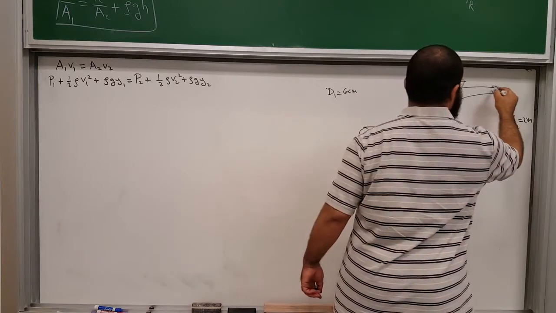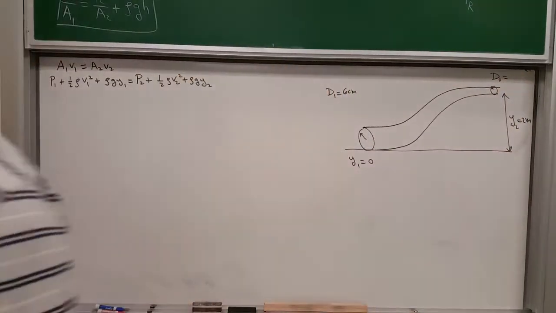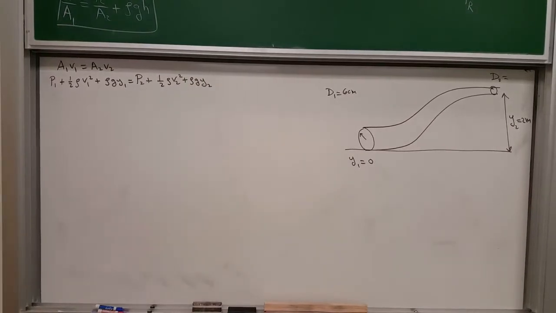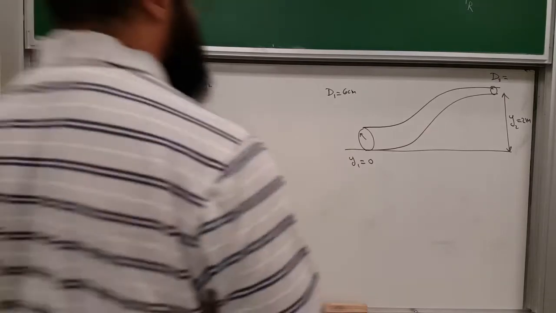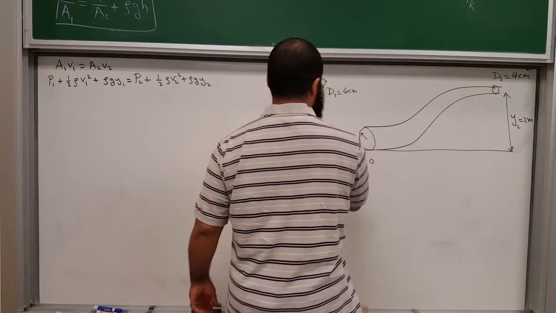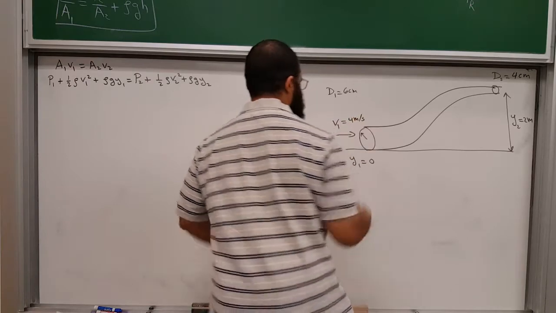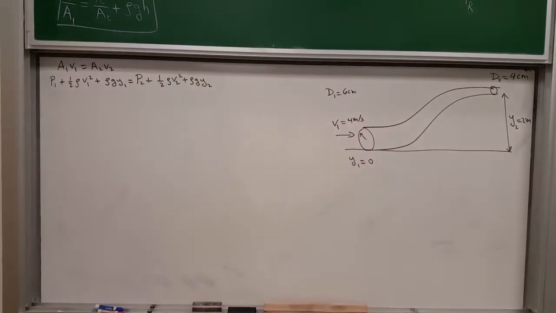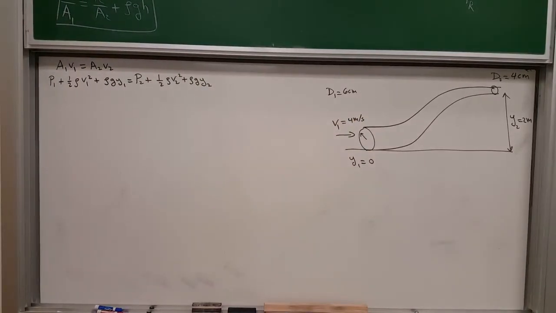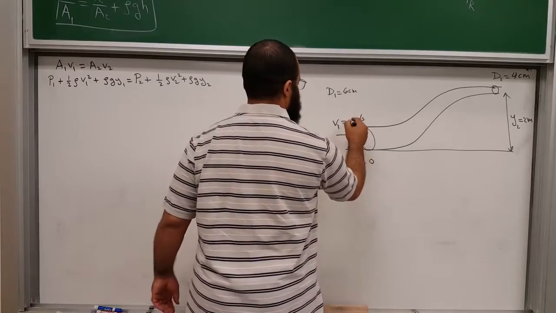And the diameter here, let me write it down. It is 4 centimeters. The fluid here is coming in with a speed of 4 meters per second, I think, or 5, one of them. Actually 5. V1 is 5 meters per second.